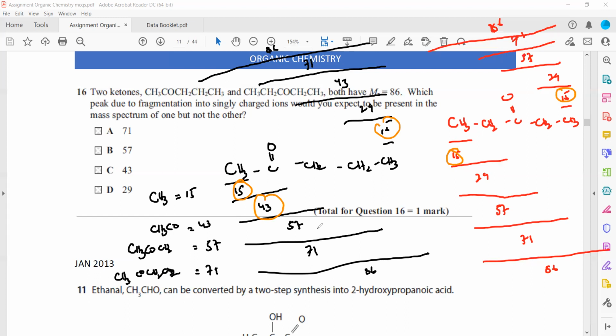So 43 is in this one, but we don't find 43 in the other one. So 43 is there in one but not in the other, which means 43 is a unique peak. That's why C is the right answer.